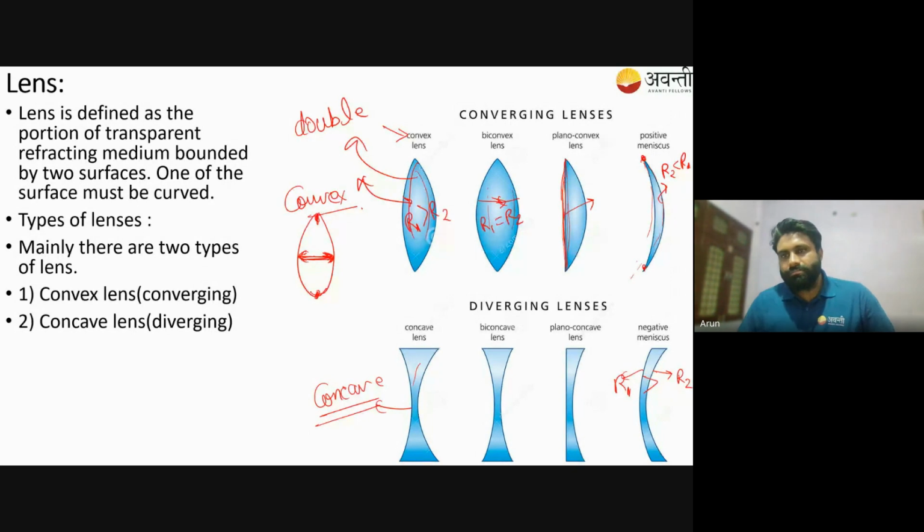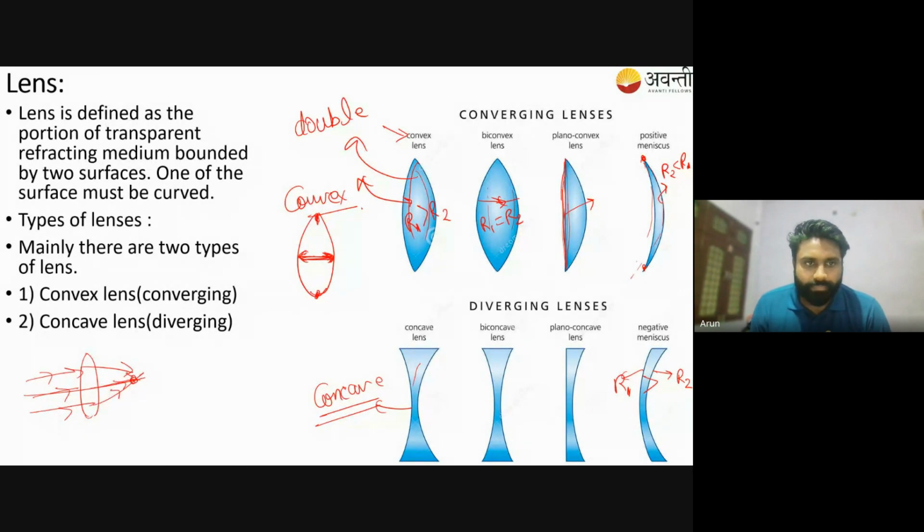Why do we say that a convex lens is converging? Because if a parallel beam of rays passes through this lens, it converges the light at a single point. In a similar way but in the opposite manner, this concave lens would diverge the rays.